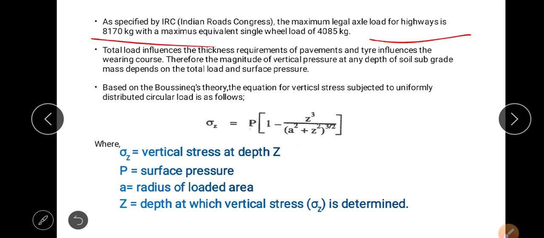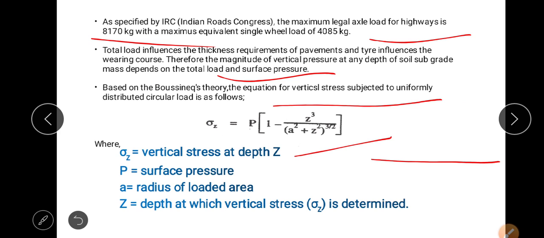Total load influences the thickness requirements of pavements and tire pressure influences the wearing course. Therefore, the magnitude of vertical pressure at any depth of the soil subgrade mass depends on the total load and the surface pressure. Based on Boussinesq theory, which you have studied in foundation engineering, the vertical stress due to a uniformly distributed circular load is as follows: sigma z is equal to p multiplied by 1 minus z cubed divided by (a squared plus z squared) to the power of 5 by 2, where sigma z is the vertical stress at the depth z.